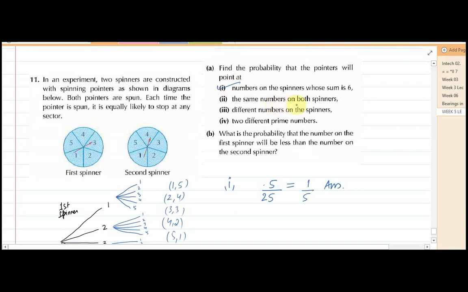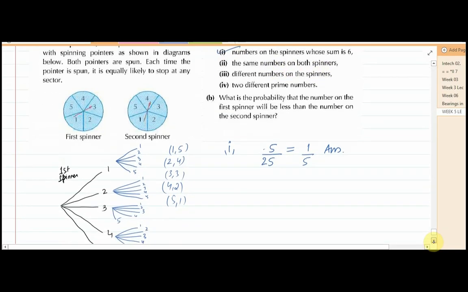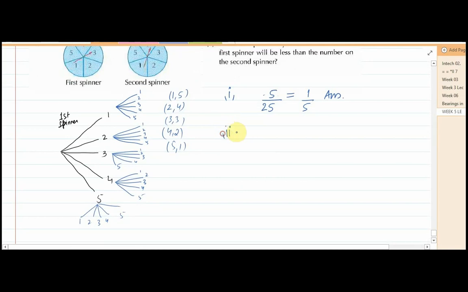Second one, the same numbers on both spinners. So the probability of the same numbers. How many cases of the same numbers do we have? I am going to highlight it with the green pen. So 1 comma 1, 2 comma 2, 3 comma 3, 4 comma 4 and 5 comma 5. So how many cases do you have? You have 5 cases out of 25. So the answer is the same, that is 1 divided by 5, the probability of the same number. Part 3.